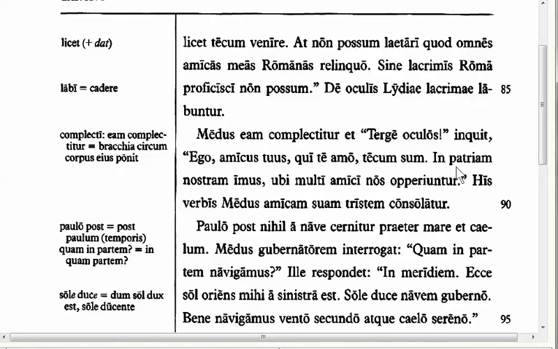In line 94, we see another example of an ablative absolute with sole duce navem guberno. I steer the ship with the sun as my leader. Notice there's no verb here, it's just two nouns in the ablative. Ablative absolutes can form with just the nouns and don't even need a verb to form that construction. Again, showing the attendant circumstances with or while the sun is leading or while the sun is my leader, I steer my ship.